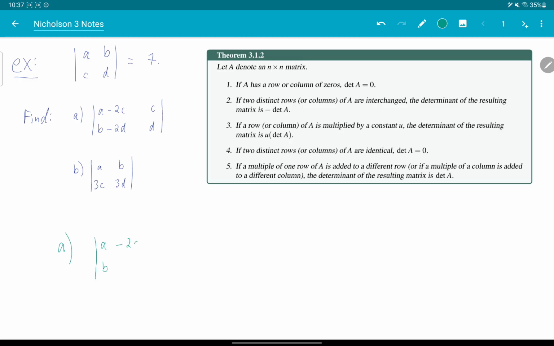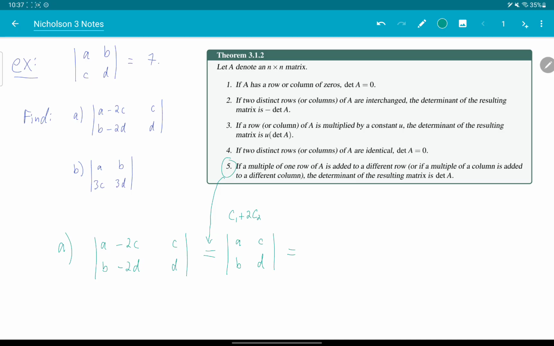So let's recopy the matrix for now. It's a 2 by 2 matrix. So if I do, let's say, column 1 plus 2 column 2, what happens? Well, this disappears. So I get A, B, C, D. And because of number 5, we know that these two determinants are the same.